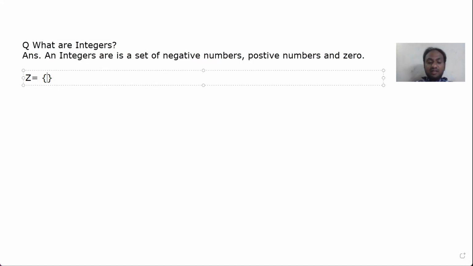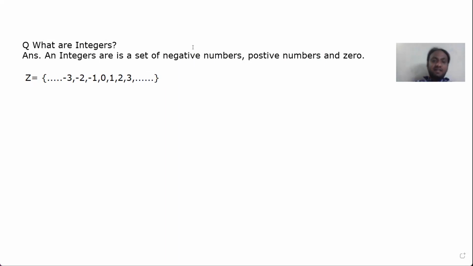Suppose the numbers are -3, -2, or numbers like 1, 2, 3. These are integers. Similarly, 0 is also an integer. Similarly, we can put -1, -2, and -3, and so on. Similarly, in positive, 1, 2, 3, and so on.